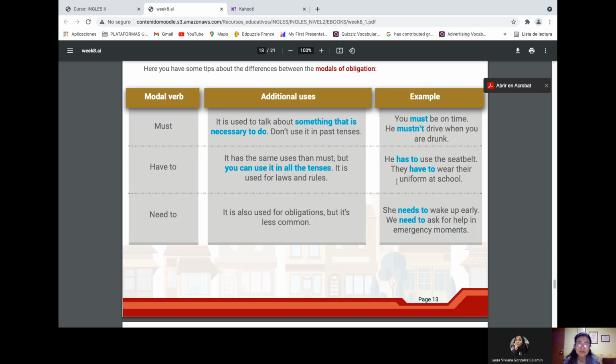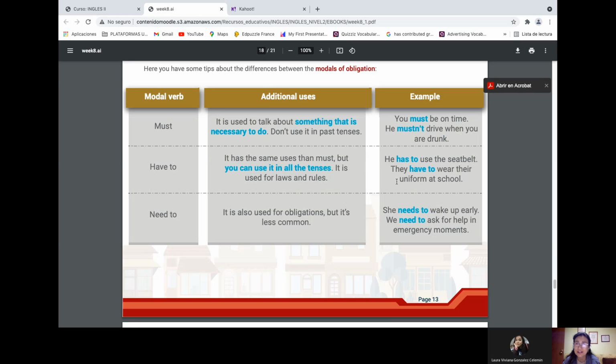And need also is conjugated in the present tense in the third person singular with s. So you say for the present tense, she needs, he needs, it needs. And you need, they need. And for the negative form, you say didn't need, or doesn't need, or don't need in the present or in the past. And the past tense of need is needed, no? Needed. She needed, ella necesitó.